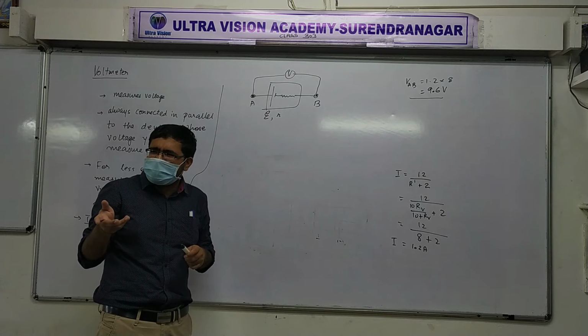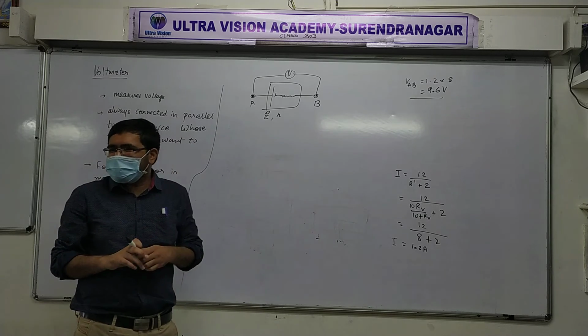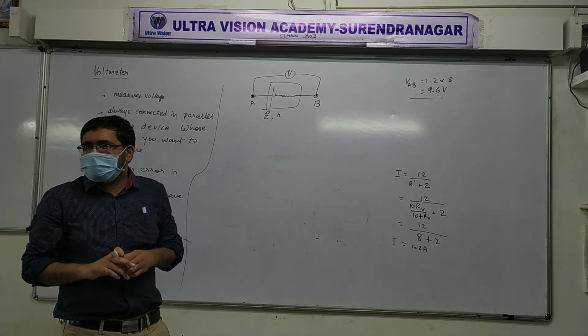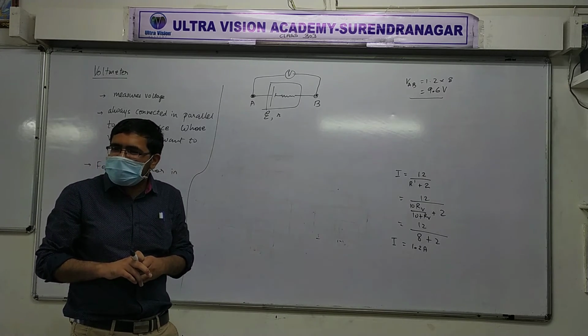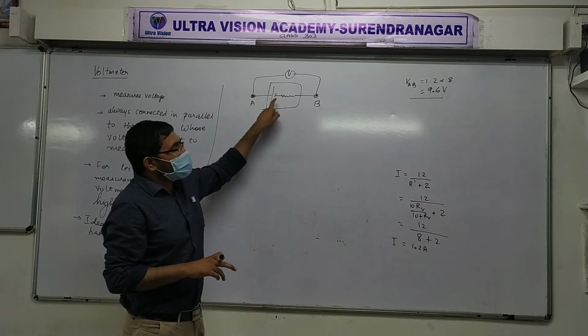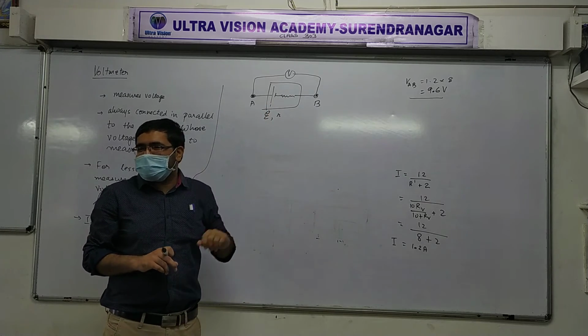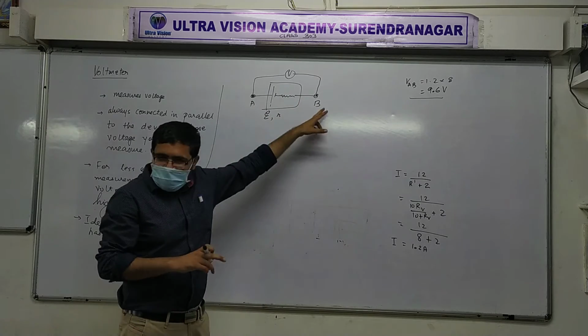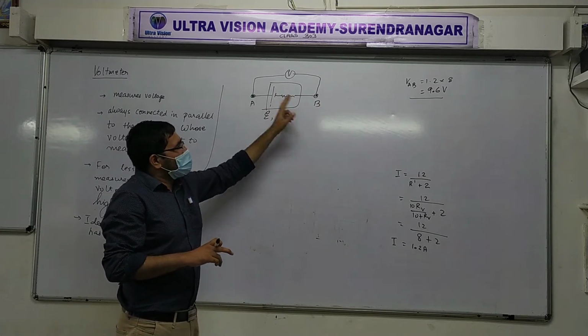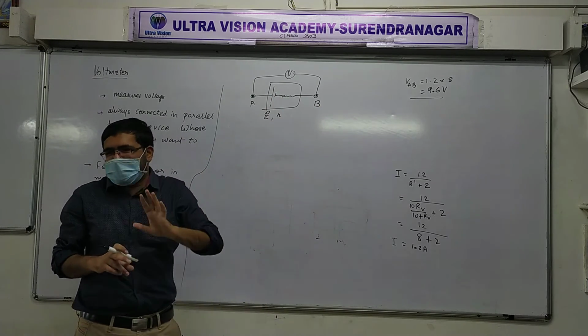Internal resistance of a battery. What is it? The internal resistor is connected in series. So if we measure like this, you are saying we are measuring terminal voltage between A and B. Okay.